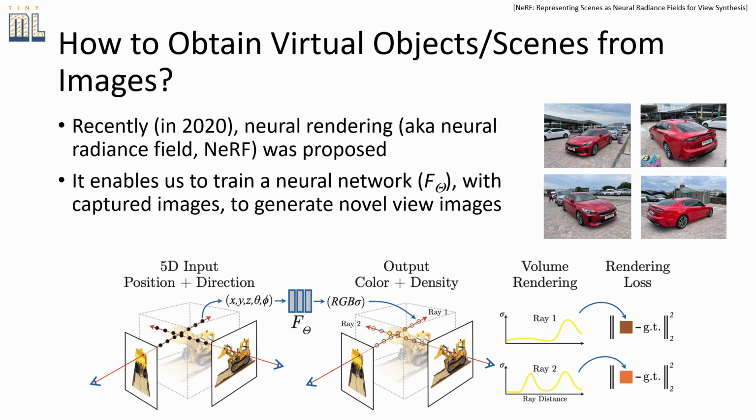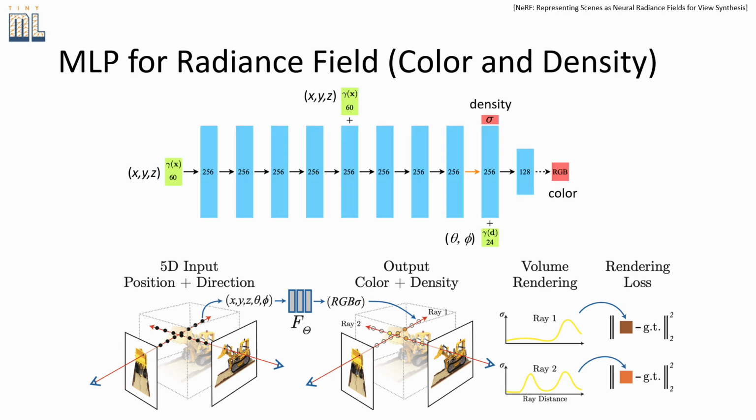Briefly introduce this technology. So we train a very small model like this one, a simple multi-layer perceptron. That's it. As a result of training, you will obtain a trained multi-layer perceptron. And then you can render the image from any viewpoint.